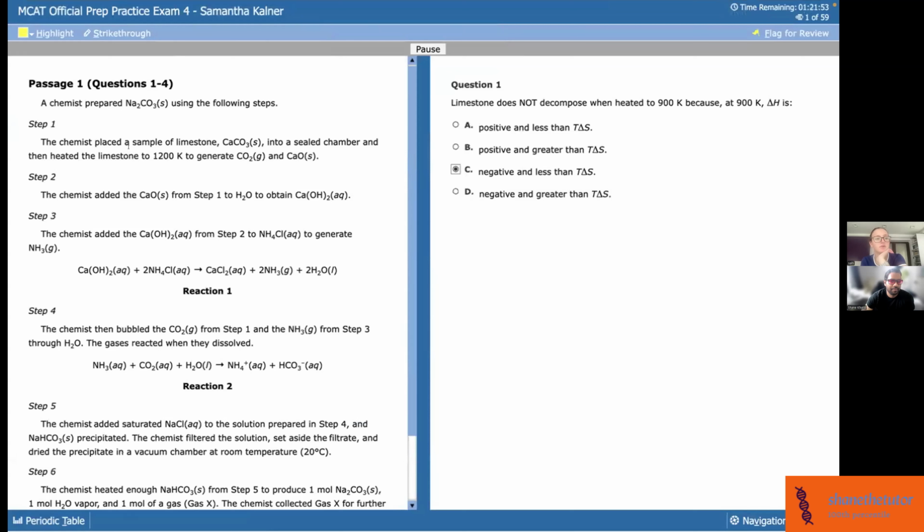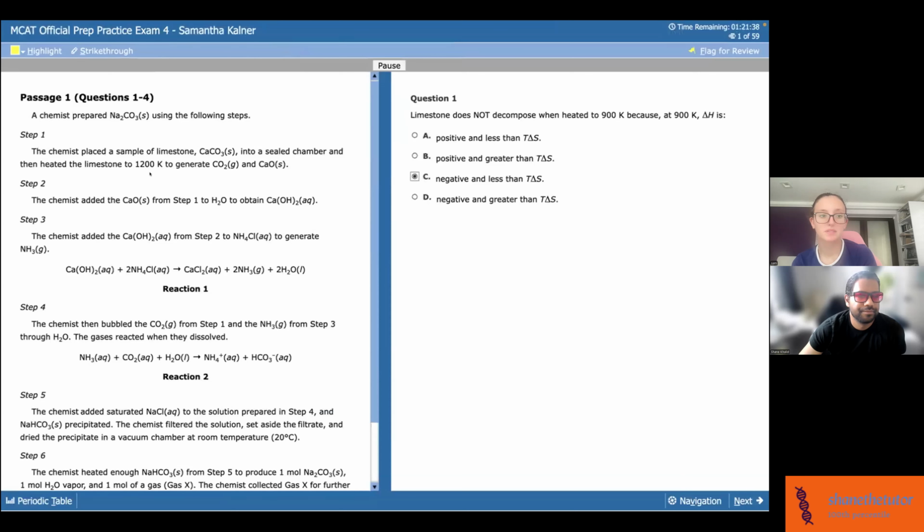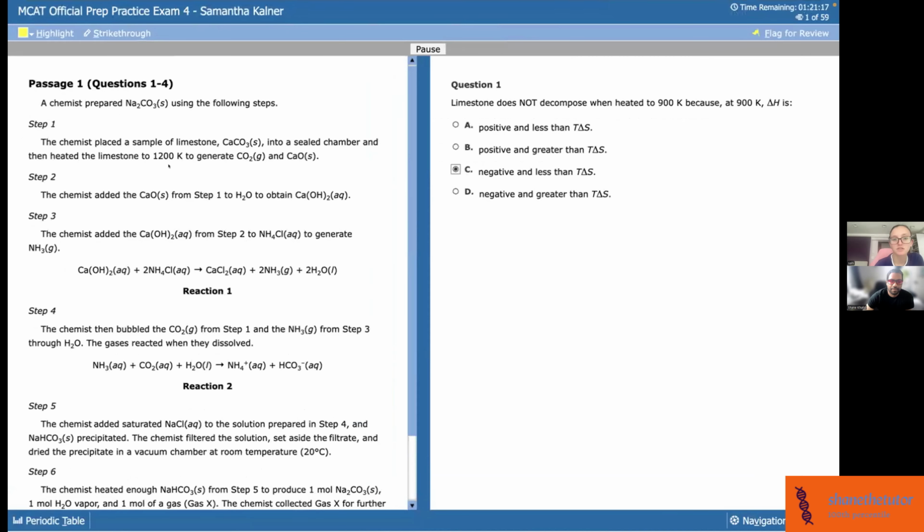So we had the CaCO3 in a sealed chamber, then heated the limestone to 1200 Kelvin to generate CO2 and CaO. My question with this one, we're doing number one, is that I remember the delta G formulas, and I think that's what this was. And H is like heat, right? That's what the delta H was, that it had something to do with temperature.